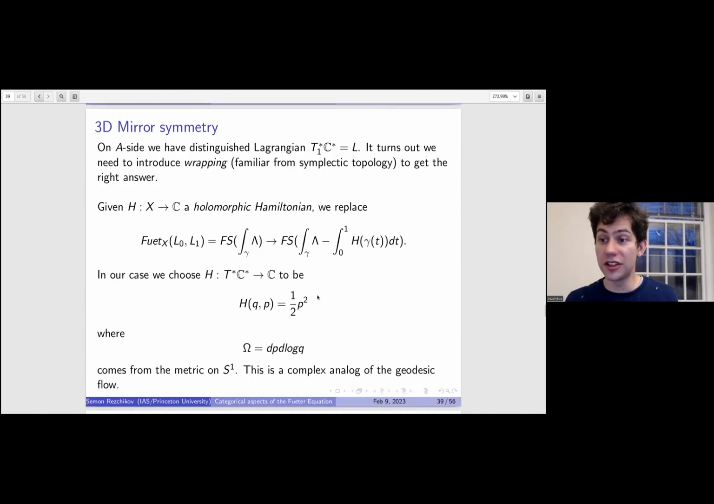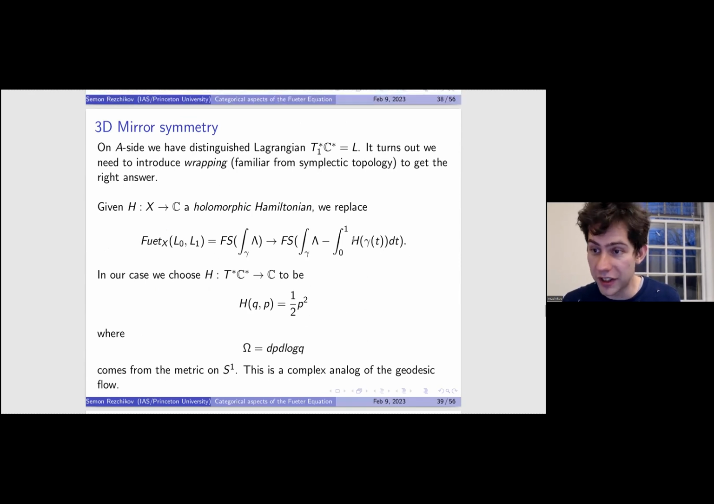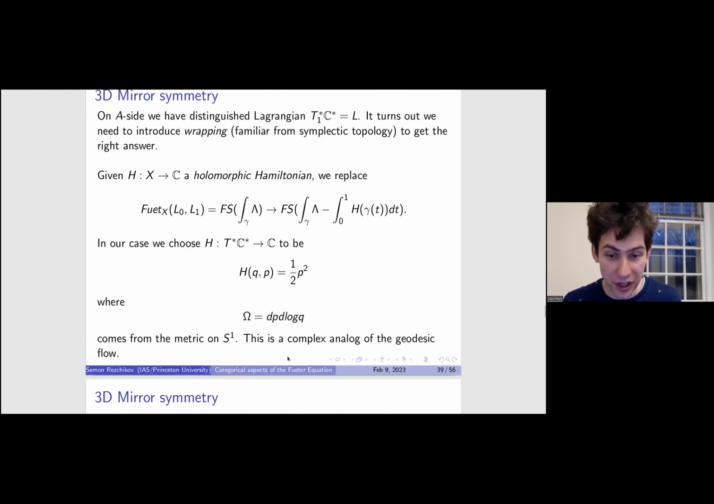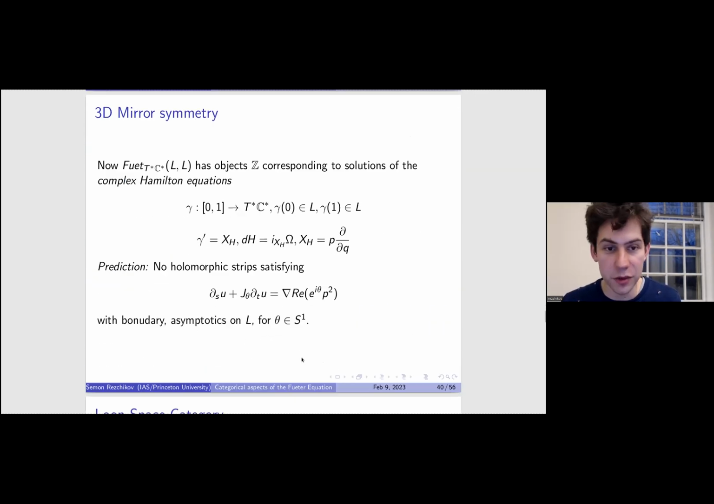On the A side, you need to introduce wrapping, which is an interesting operation. So here you just add a holomorphic Hamiltonian to this action functional everywhere. And what you do here is, well, it's a cotangent bundle, so you do complex geodesic flow on this cotangent bundle. And then if you do that, basically all of this seems to work out.